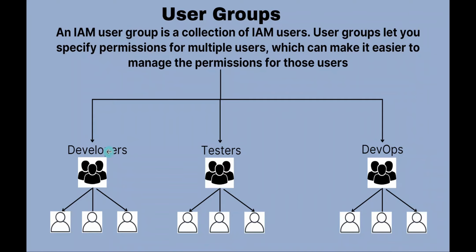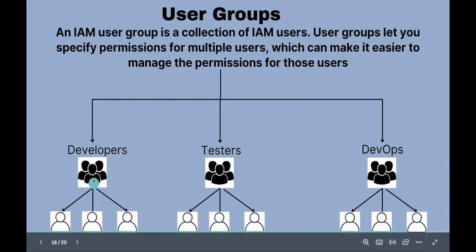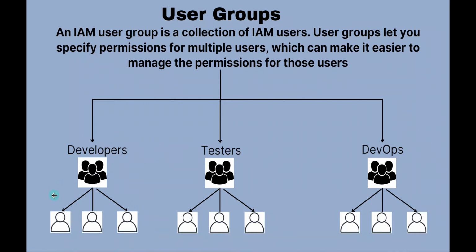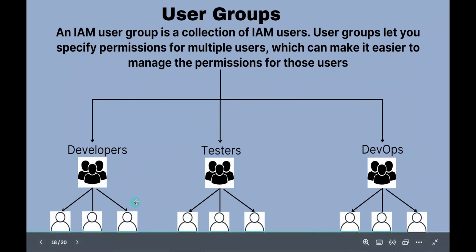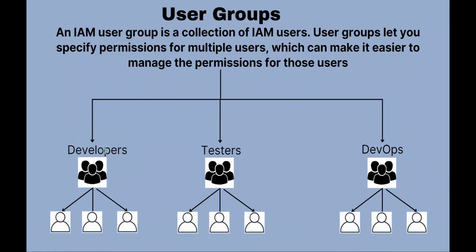Let's imagine you have a team of developers and testers and DevOps, and you have multiple people working in these teams. Now all the developers will have the same access. Instead of defining the access for each and every user when creating each user, we create a user group called developers and define the permissions that group will have. Any new developer that needs to be onboarded will be added to this group and the access will be replicated. This way, managing the access will be easier.